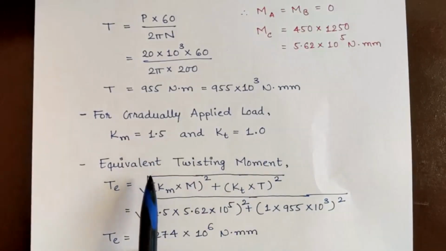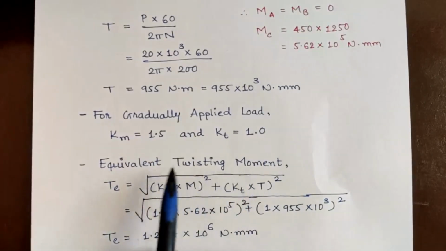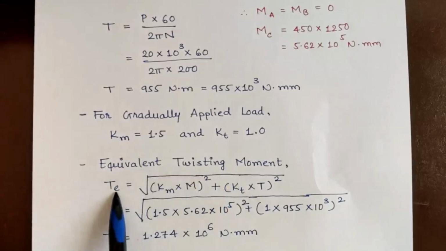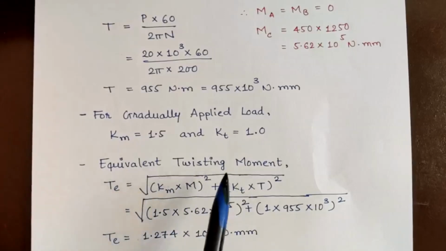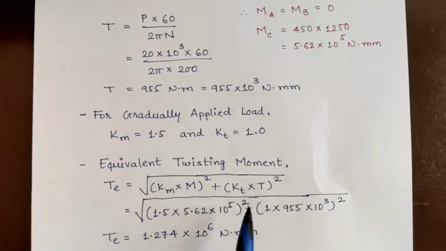Now our next step is to find out equivalent twisting moment, that is Te. Equation of Te is root of (Km into m) whole square plus (Kt into T) whole square. Now here we have to put the value of Km, m, Kt and T, which we are already having. So by solving this equation, we will get equivalent twisting moment Te is equal to 1.274 into 10 to the power 6 Newton into mm.